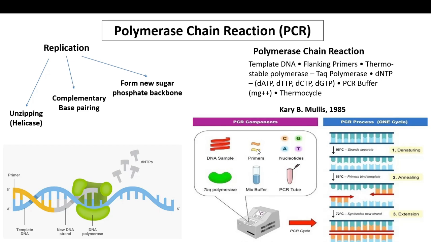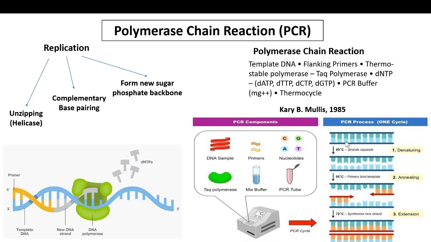Then you require a buffer which normally contains magnesium ions, which act as a cofactor for the Taq polymerase activity to occur. And then you put all these constituents in a thermal cycler, and you proceed through three different steps in the PCR. So the first one is the denaturation. As I discussed, in the first step you need to completely unwind your DNA into single strands.